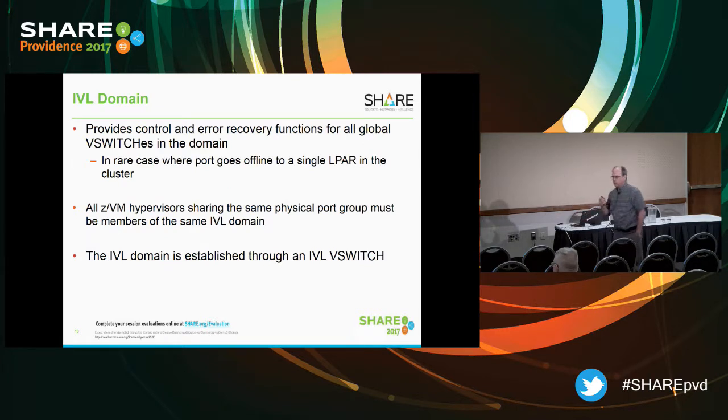Now, we had those two constructs, the IVL and the global vSwitch. For the inter-vSwitch link, we have what we call IVL domains. And a domain is a collection of global vSwitches. I can have multiple domains, each with its set of global vSwitches. Maybe these systems are in this domain, this is in that domain, some are in both. Oh no, wait. We're going to find out I can only be in one domain. So some LPARs choose what domain they're going to be in.